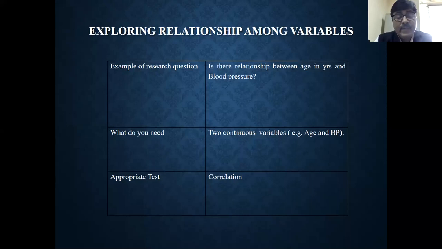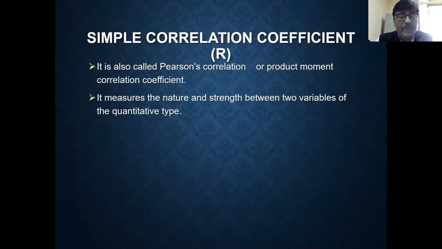So now here we are not using the chi-square test. Chi-square test is not appropriate here. Now which test is appropriate? Here correlation is appropriate, the Pearson product moment correlation. When both variables are measured on a continuous scale, the simple correlation coefficient, the Pearson product moment correlation, is the appropriate technique.